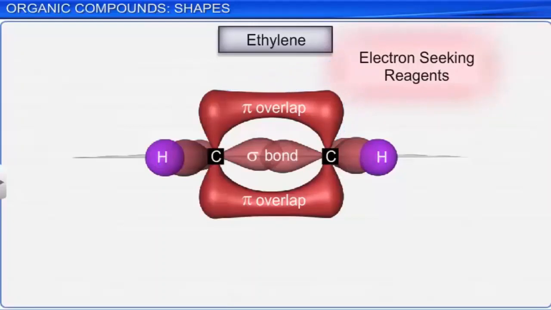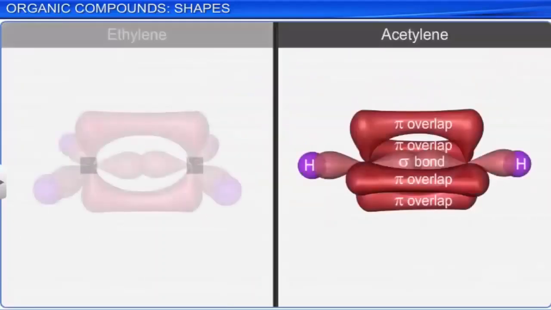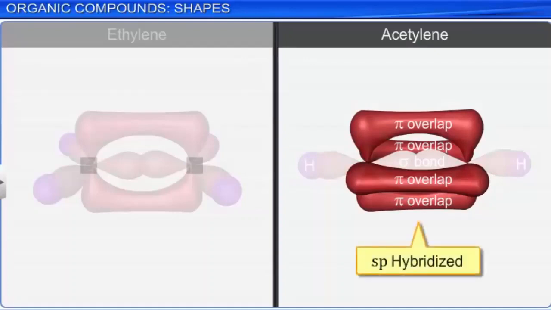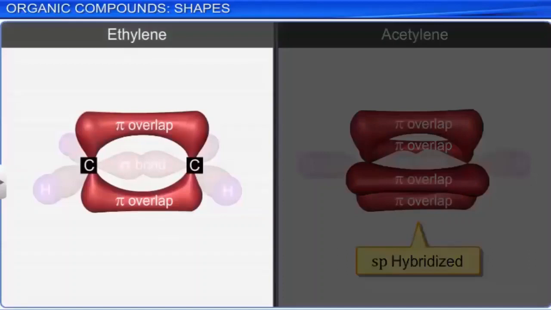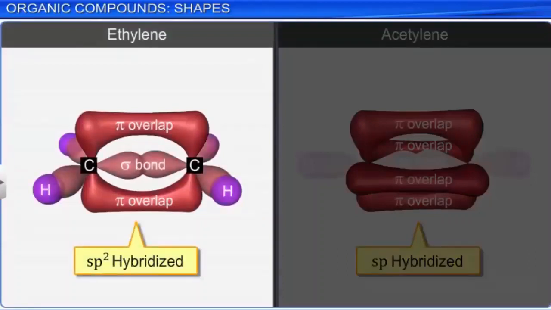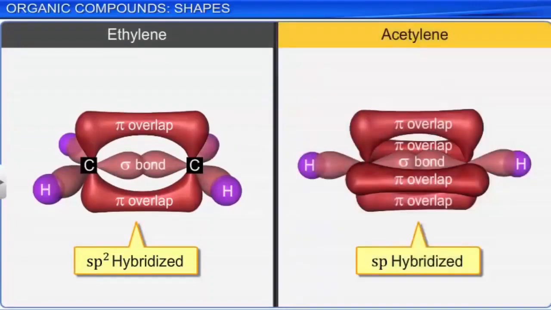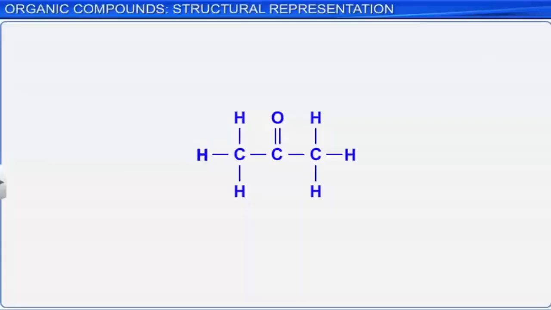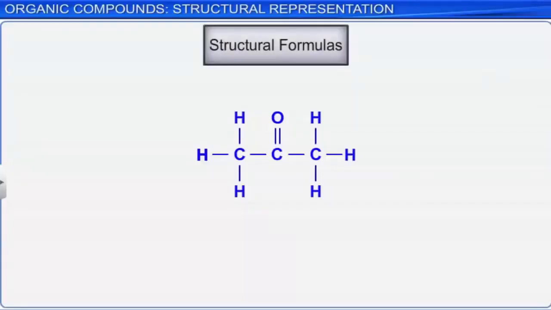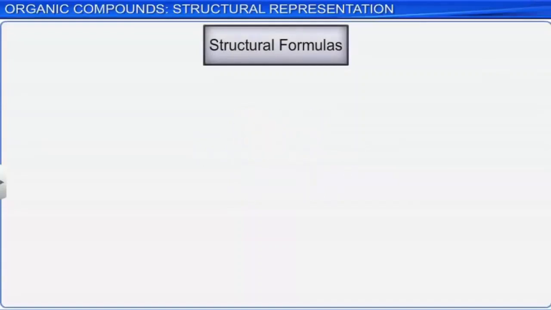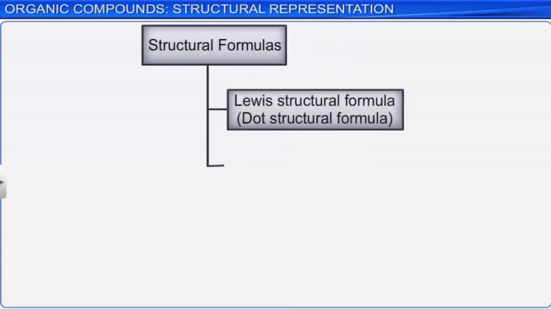The pi electrons are more tightly held by the carbon atoms in acetylene, as the carbon atoms are sp hybridized compared to the pi electrons of ethylene, in which the carbon atoms are sp2 hybridized. Hence, acetylene is less reactive than ethylene. A chemical formula which represents the arrangement of atoms in a molecule is called the structural formula of a molecule. The various structures of organic compounds can be represented by 4 different ways.